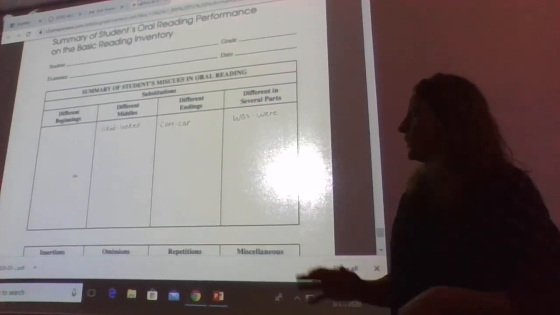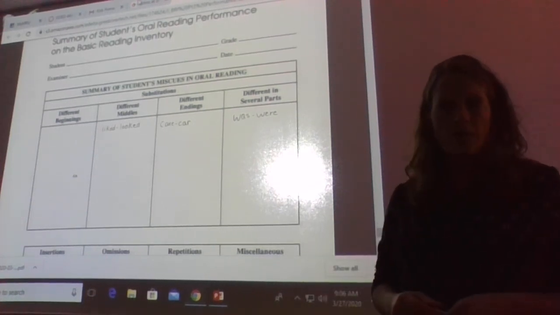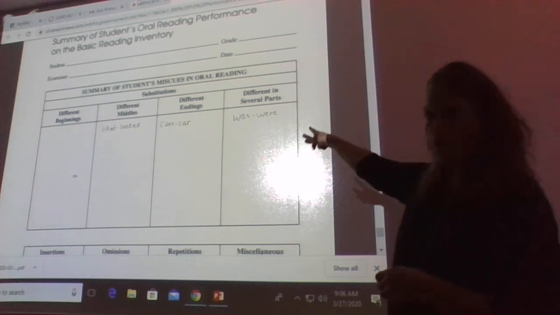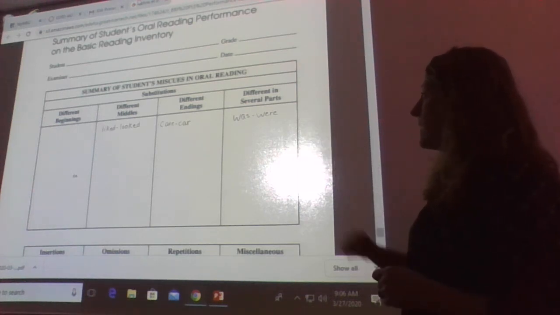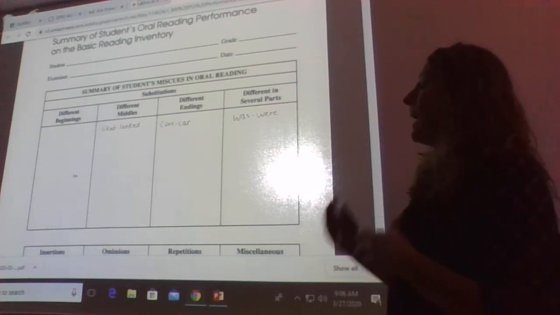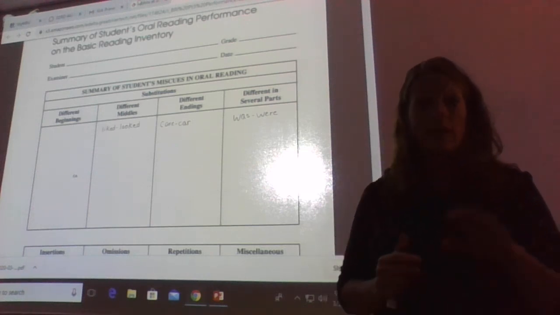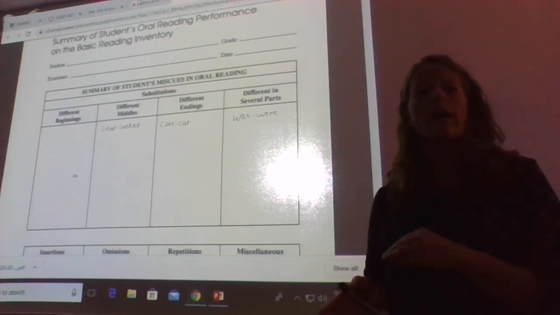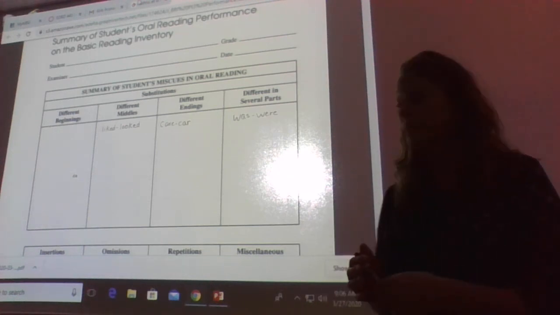So this is putting those other errors on the form. He said was for were, so that's different in several parts. And he said liked for looked, and that's different in the middle. So right now, on this form, we are looking at how the words are different from each other. Keep that in mind because later we're going to look at how the words graphically are similar.